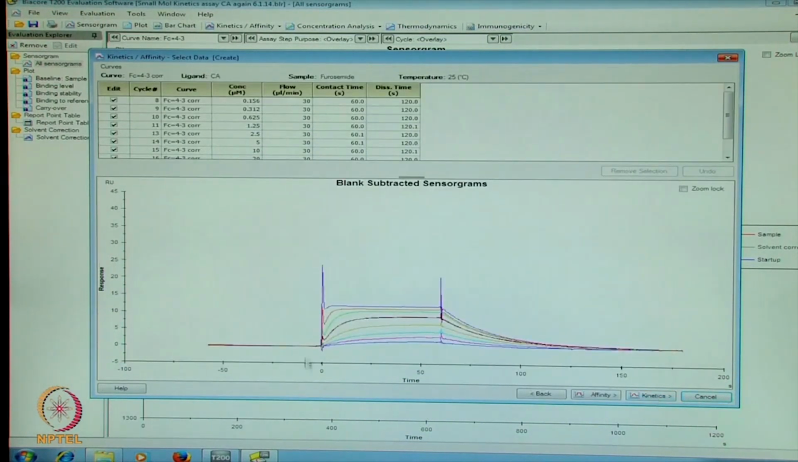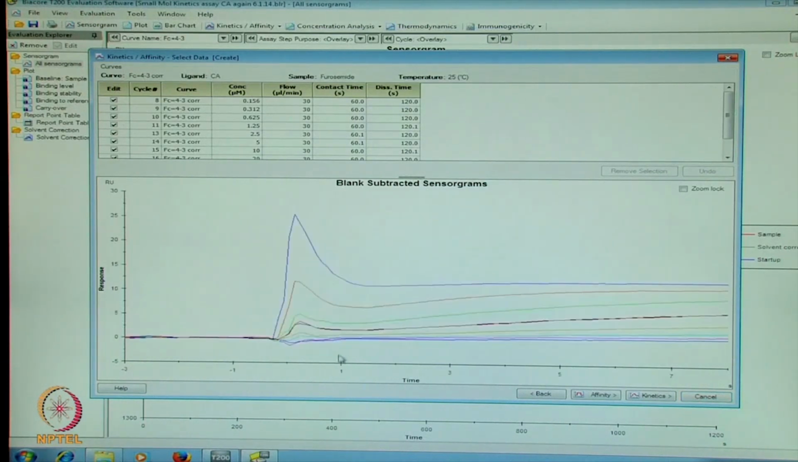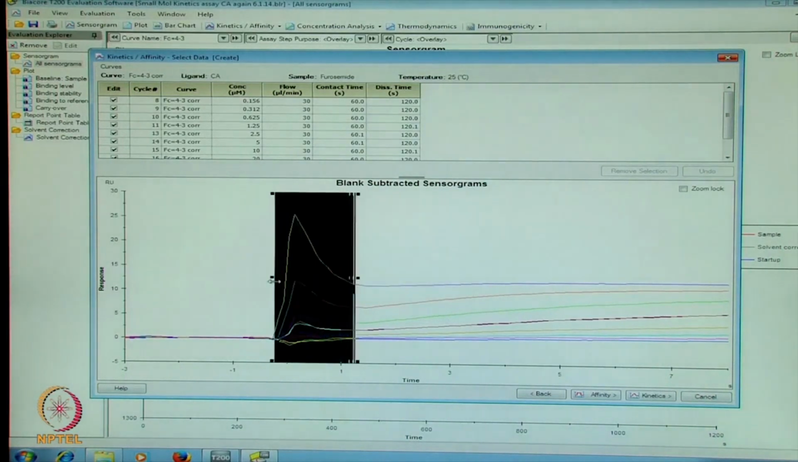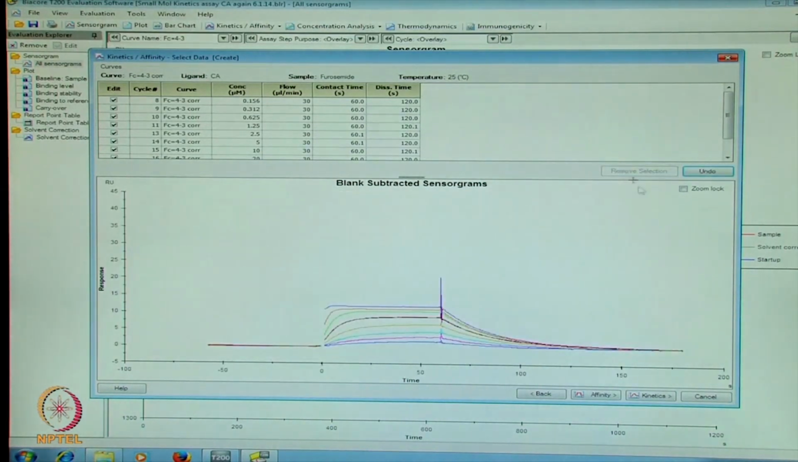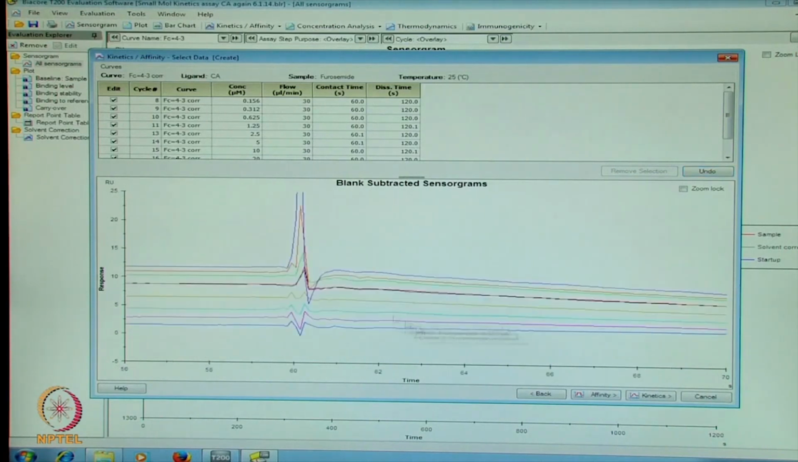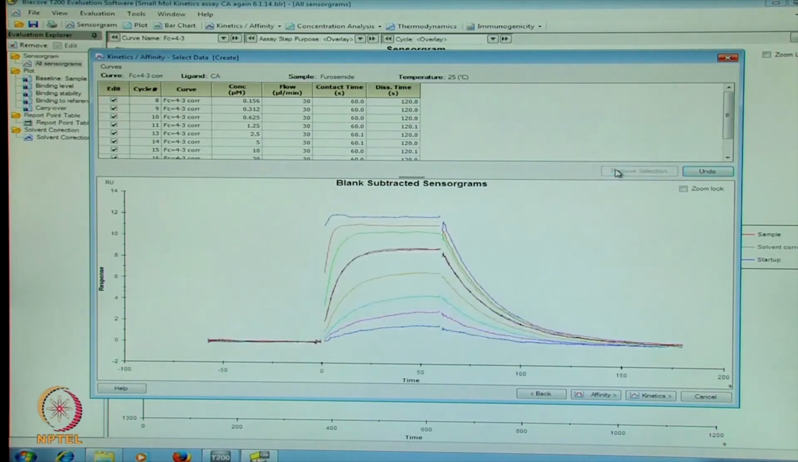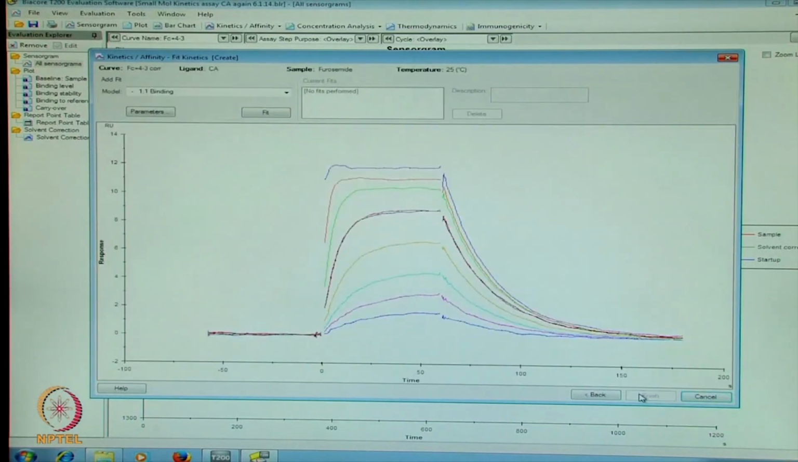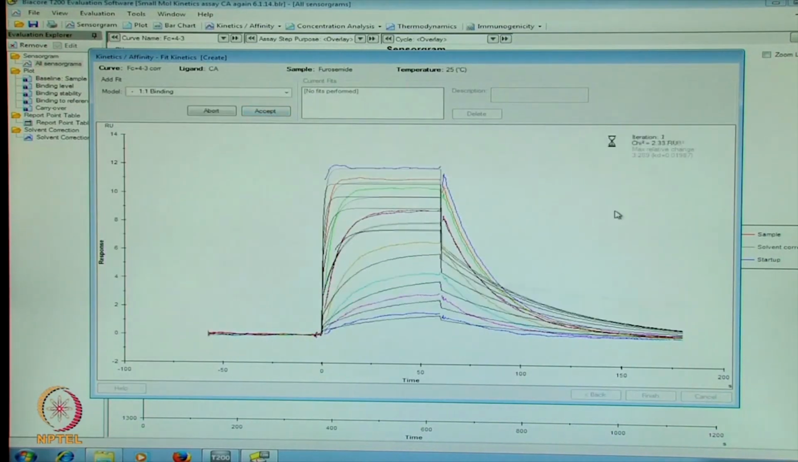We say next and we can clearly see the data having some spikes. So using the mouse button we can highlight that range. Subtract or remove the selected areas. Similarly we can do that here as well. Once the subtraction is done, we can go further to evaluate in the kinetic mode and fit the data.